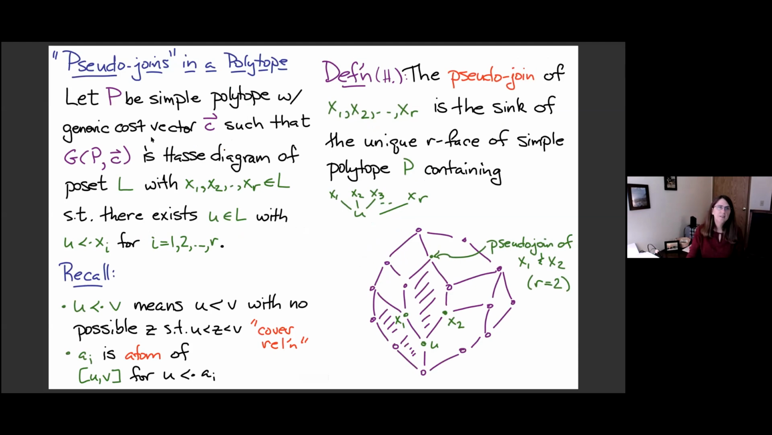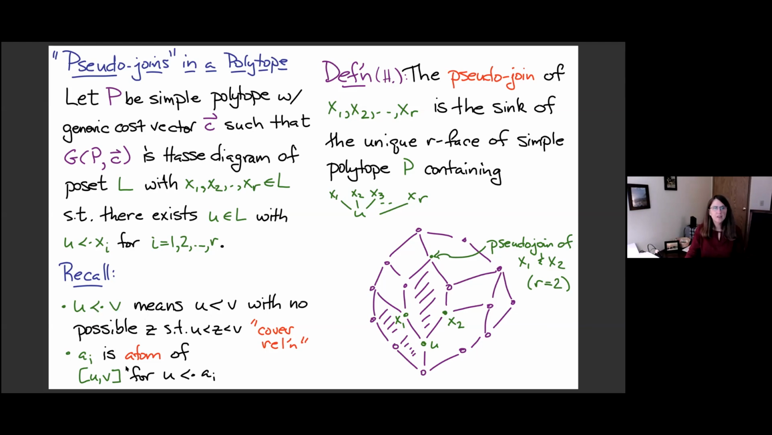okay, so let's define: given a simple polytope P and a generic cost vector C, where this is the Hasse diagram of a poset, I didn't say lattice, just a poset, with x1 through xr elements of the poset such that there exists an element u in the poset that is covered by each of these elements. So you can think of it as you have u, and x1, x2, x3, and so on, all covering u. And this is just to remind you of the notation. That's what I mean by covers, that it's immediately above.